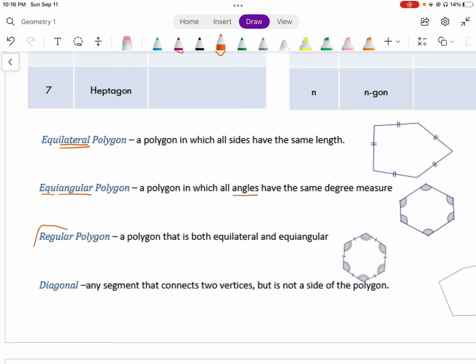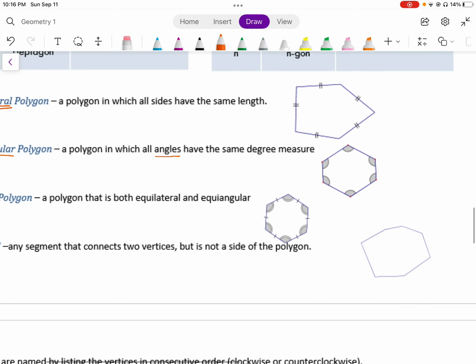And then regular. We often miss this. Regular does not just mean plain. Regular has a very specific meaning. It is a polygon that's both equilateral and equiangular. These are the ones that usually are on, like when little kids are learning shapes, they would have regular polygons on those. So a stop sign is a regular octagon. A square is a regular quadrilateral.